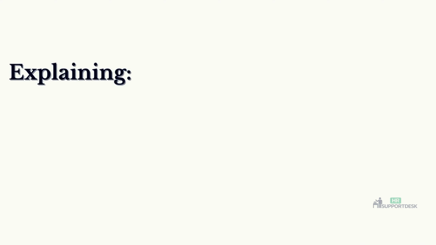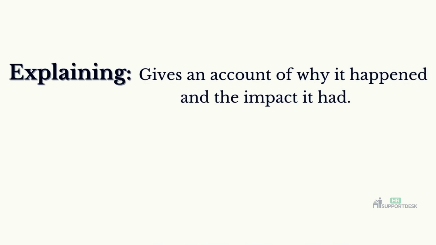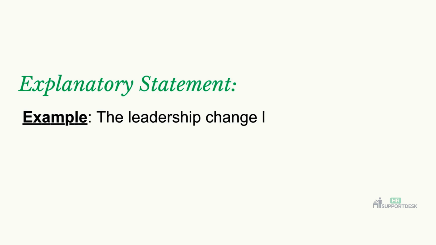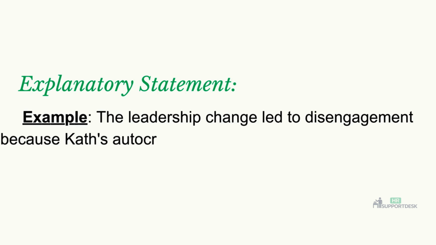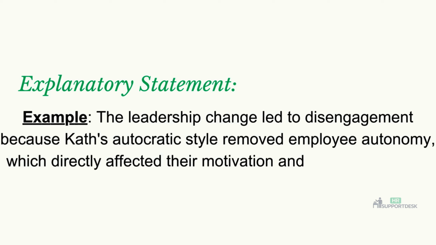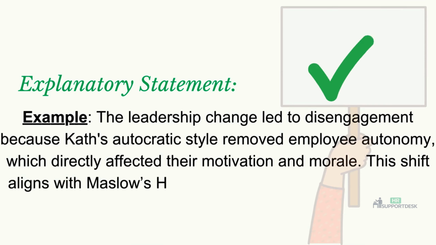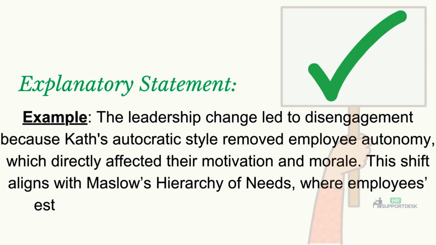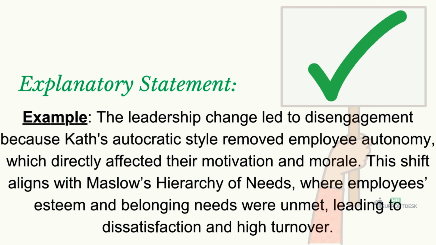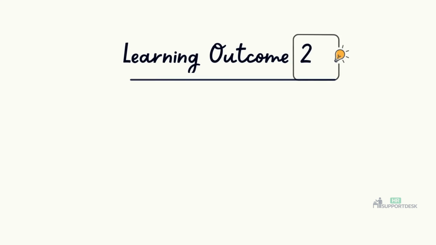However, when explaining, the accounts go deeper to examine the event's impacts, and in this case, how these occurrences align with key theories and models. For example, the leadership change led to disengagement because Kath's autocratic style removed employee autonomy, directly affecting their motivation and morale. This shift aligns with Maslow's hierarchy of needs, where employees' esteem and belonging needs were unmet, leading to dissatisfaction and high turnover.